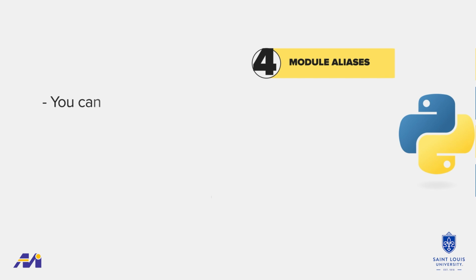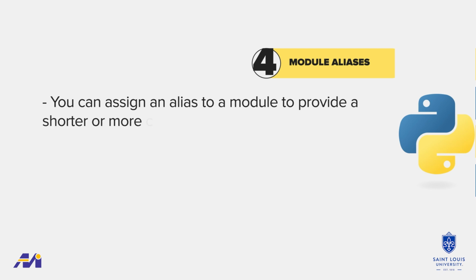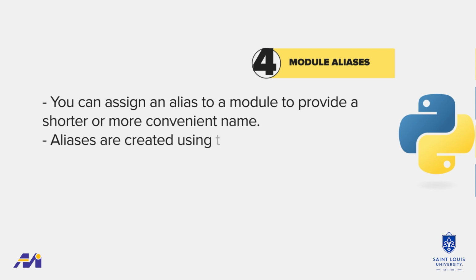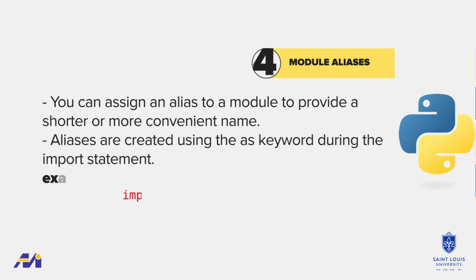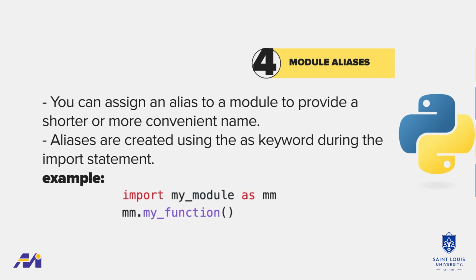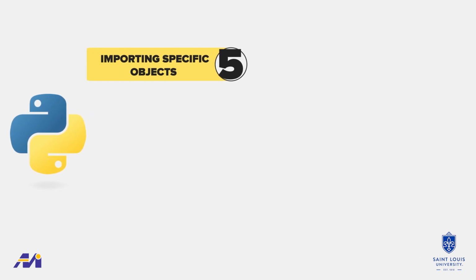You can assign an alias to a module to provide a shorter or more convenient name. Aliases are created using the as keyword during the import statement. For example, you can import my module as mm, and then from that moment you can use mm instead of the module name. For example, if you want to use the my function from it, you would just say mm.myfunction.